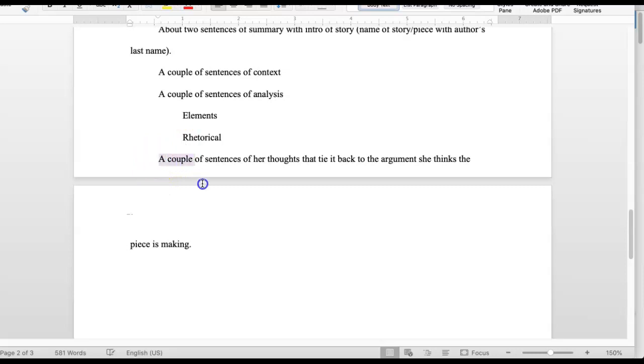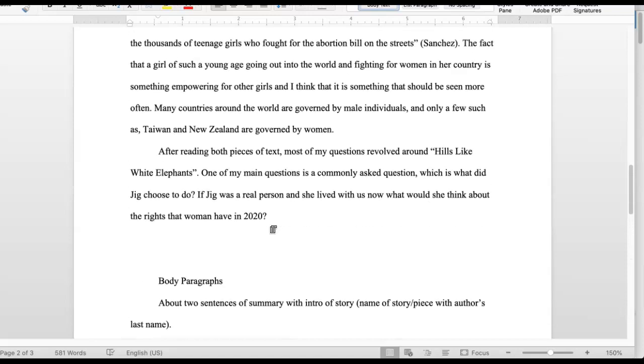And then a couple of sentences of your thoughts. You want to tie it back to the argument that you had in your thesis, and how that ties in together. And then you're done with that paragraph. So I hope this is helpful.